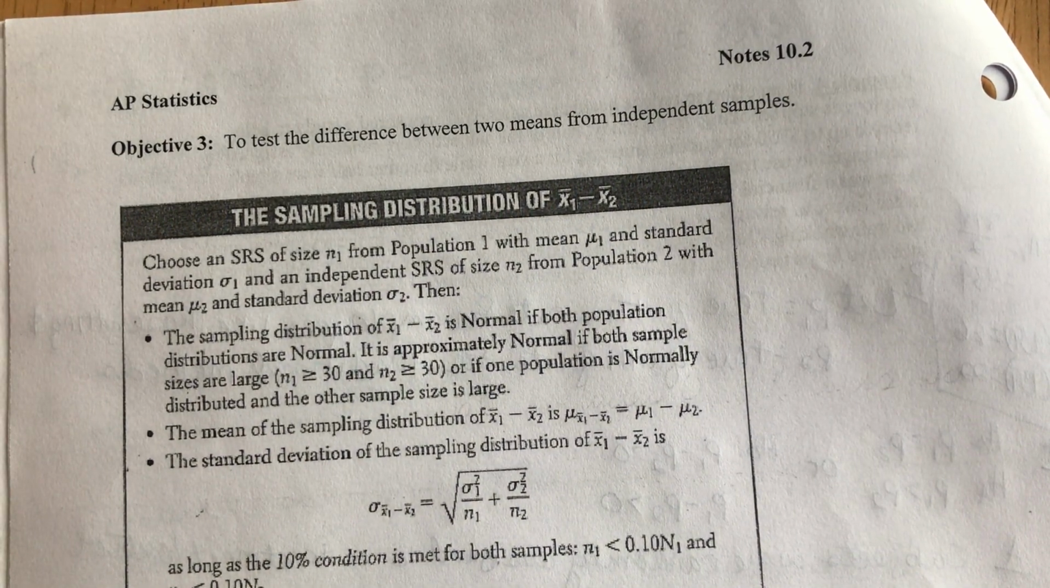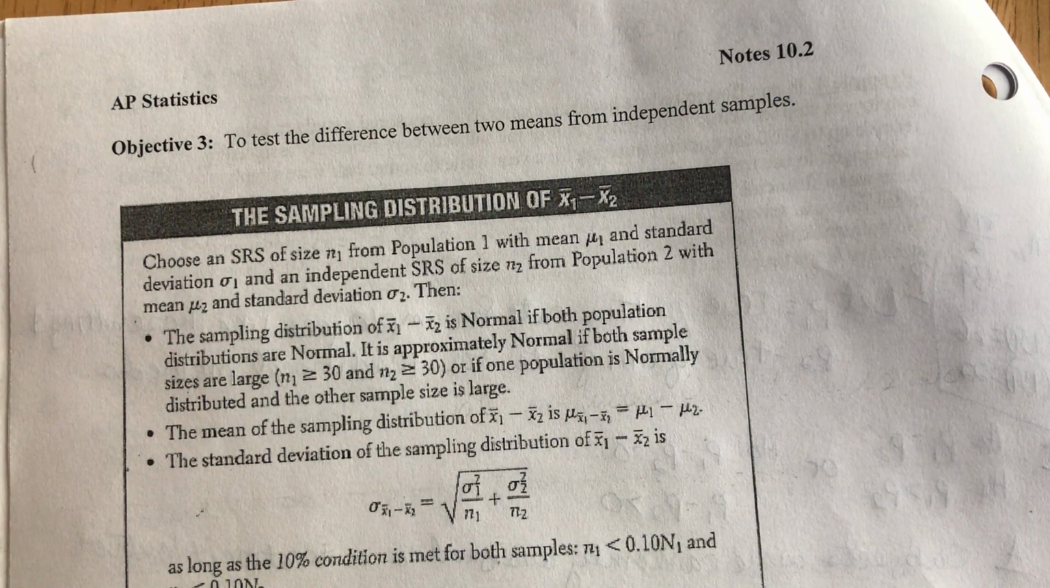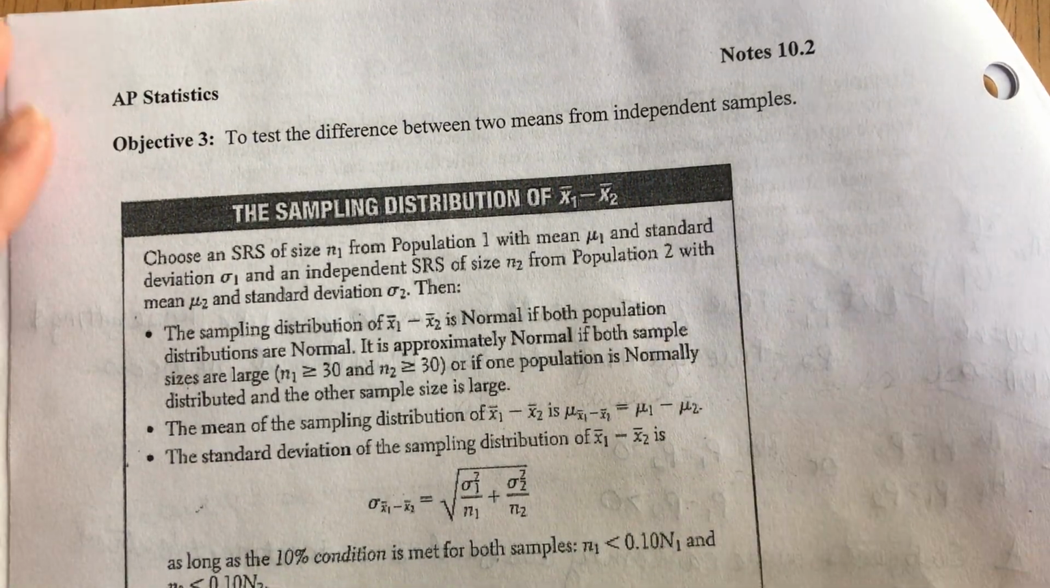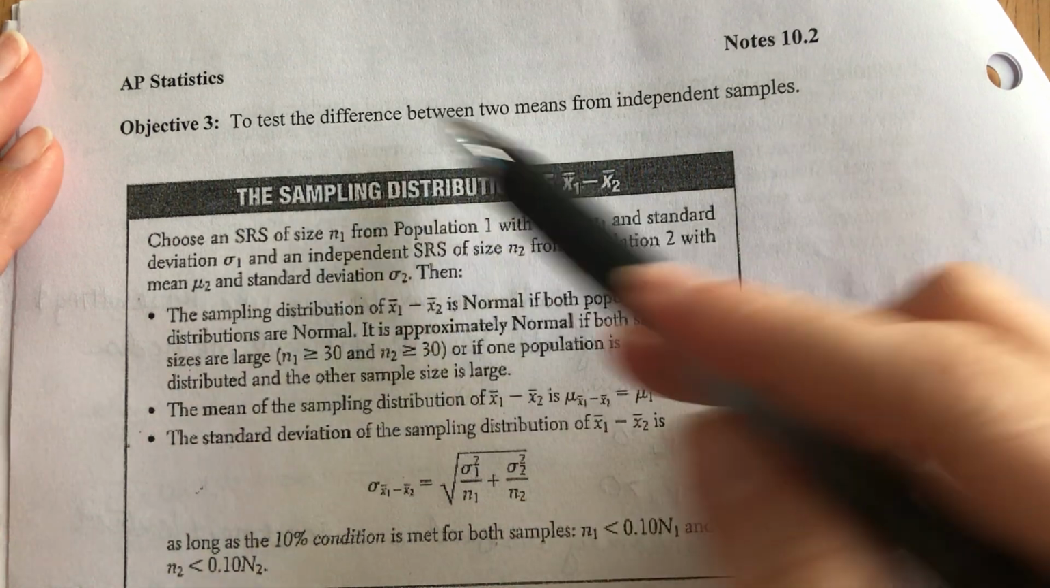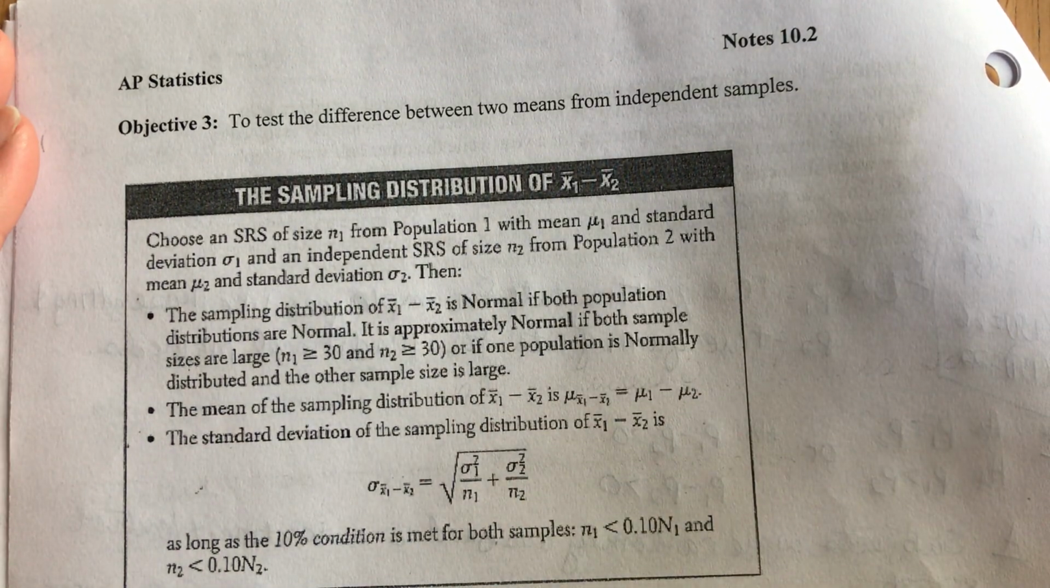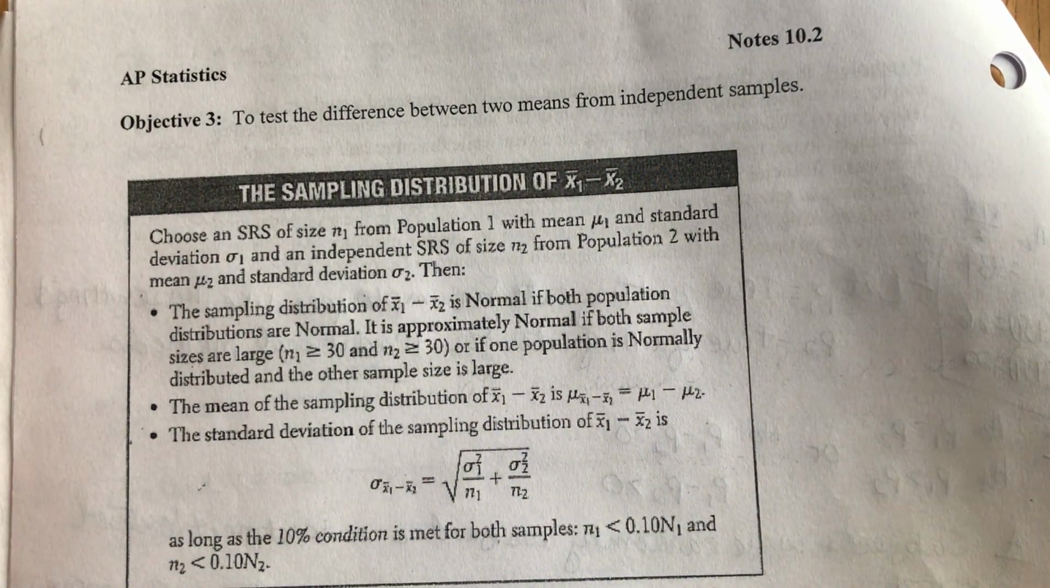Today what we're going to do is talk about the differences in means. We're going to go through the same process. Section 10.2 is just like section 10.1. First, we're going to talk about the difference of the sampling distributions. Then we're going to jump into the intervals. Then we're going to jump into the actual hypothesis test.